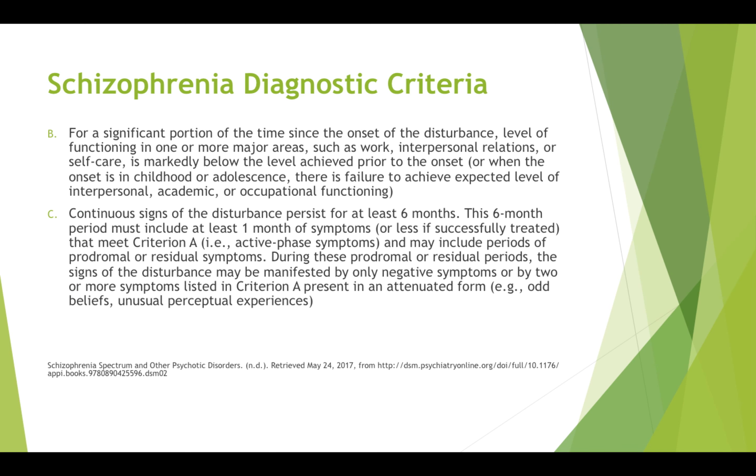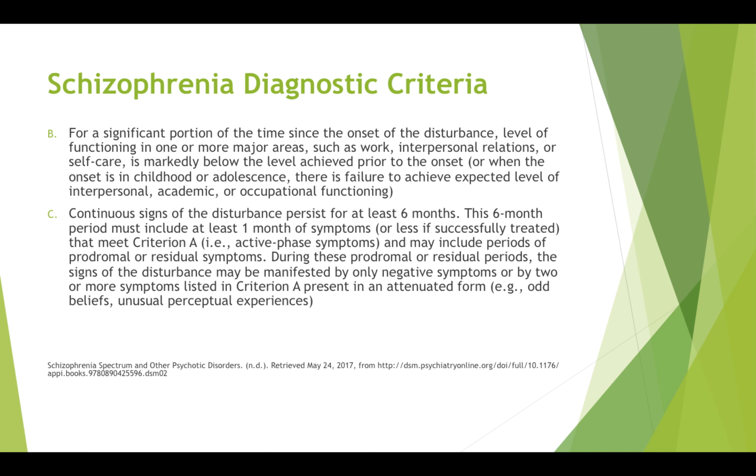B, for a significant portion of time since the onset of the disturbance, a person's level of functioning in one or more of the major areas of their life, such as work, relationships, or self-care, is markedly below the level achieved prior to the onset of symptoms. Or if the onset is in childhood or adolescence, there is a failure to achieve expected levels of interpersonal, academic, or occupational functioning. C is continuous signs of the disturbance persisting for at least 6 months.